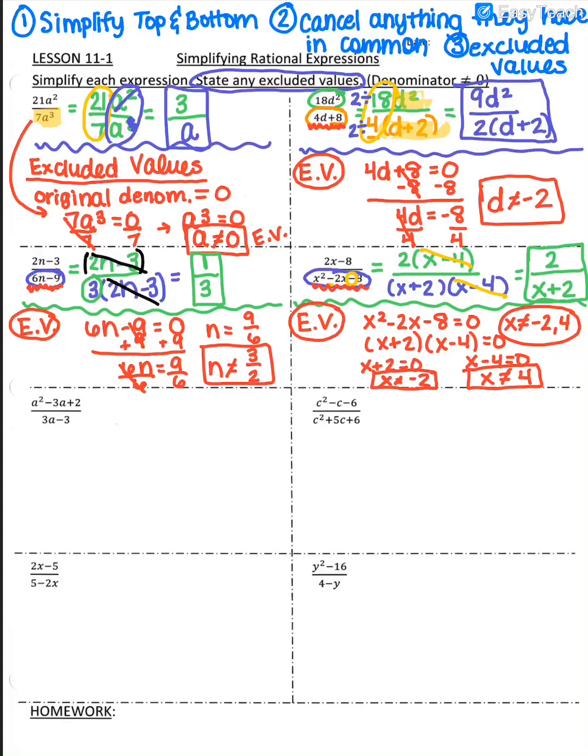Anyway, so the next one, we're going to kind of do the same thing. We're going to do more factoring. So we're just going to jump right in and start simplifying the top. So on the top, I have a trinomial. I see an a squared. That's my key that I need to factor this thing.